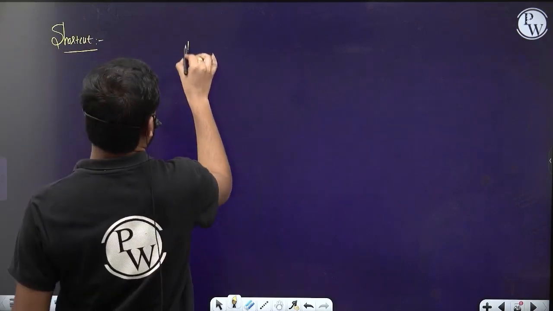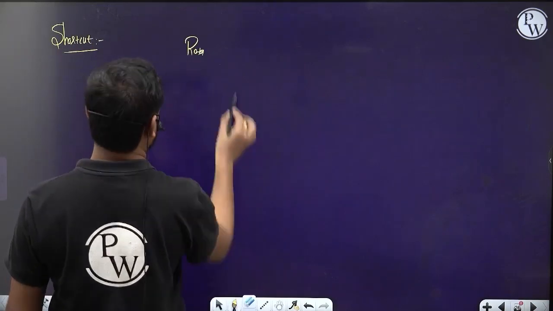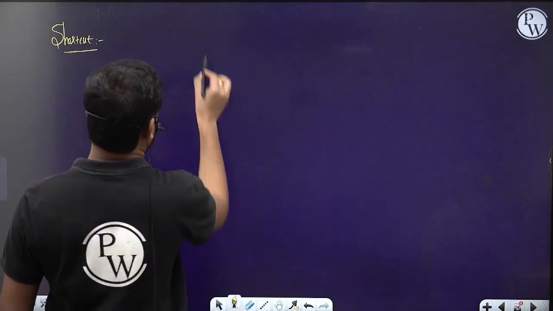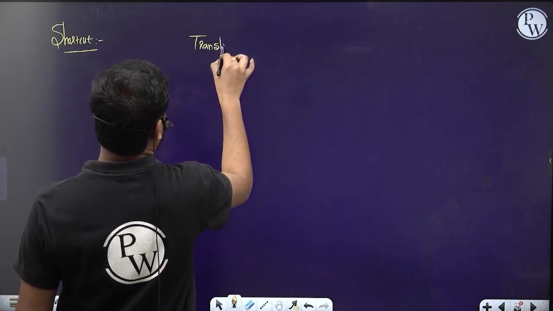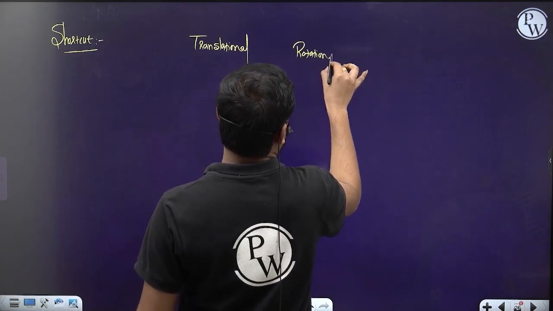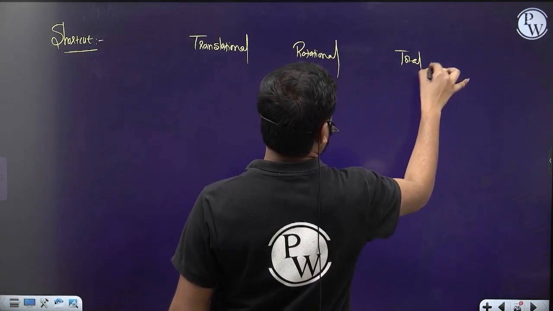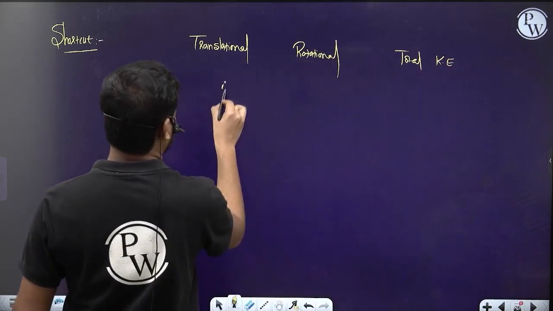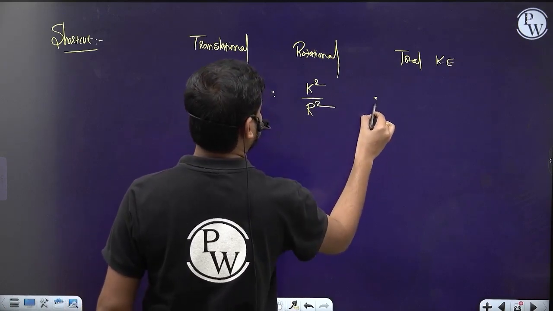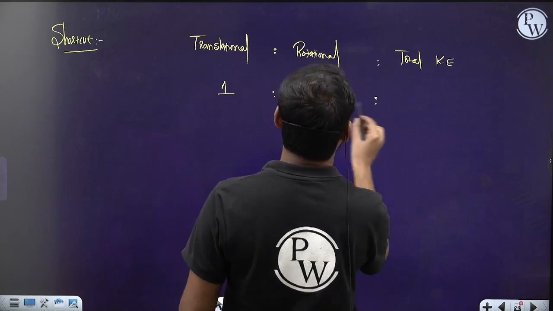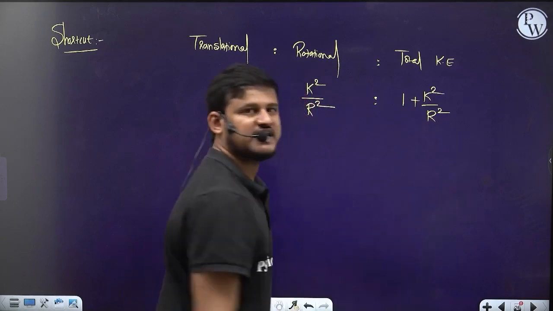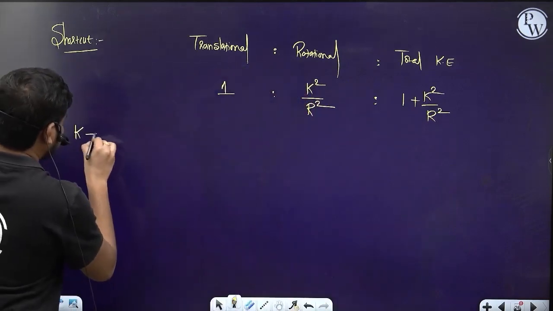So here you can write the ratio of rotational, translational and then total kinetic energy as 1, k square by r square, and 1 plus k square by r square. What is k? K is the radius of gyration.